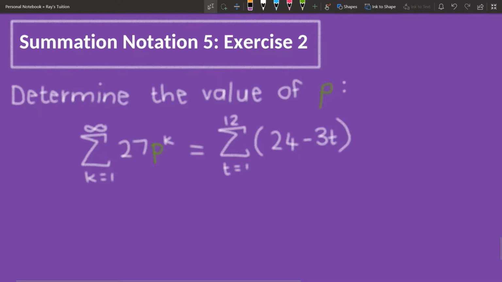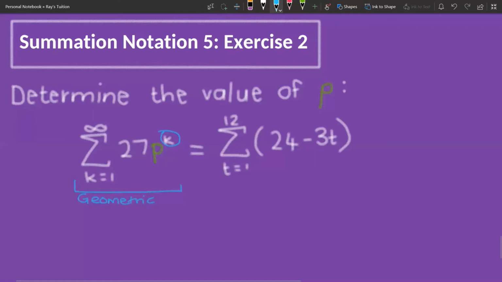In this video, we're going to have a look at the following exercise. Now, it looks very scary and complicated, but it is actually quite simple. So we have to just identify what type of sequence we have on each side. On this side here, we have a geometric sequence. How do we know? Our index is in the exponent. So this is geometric.